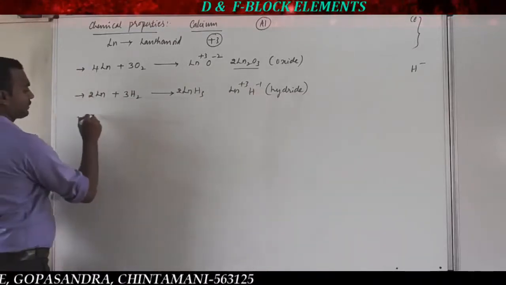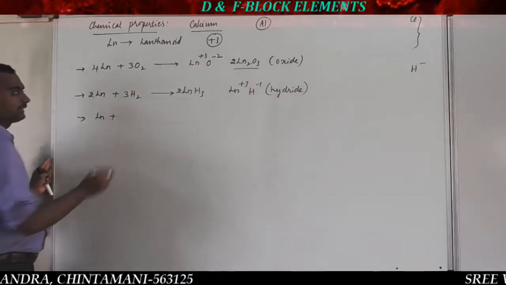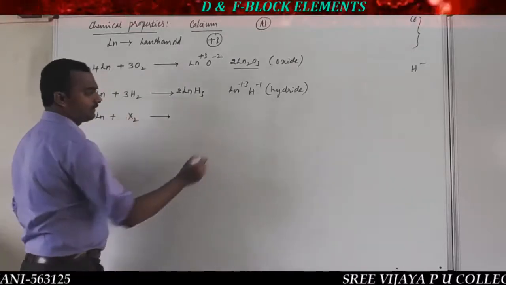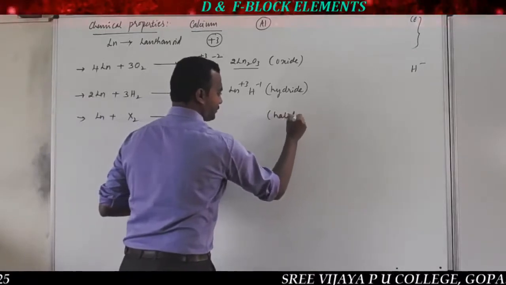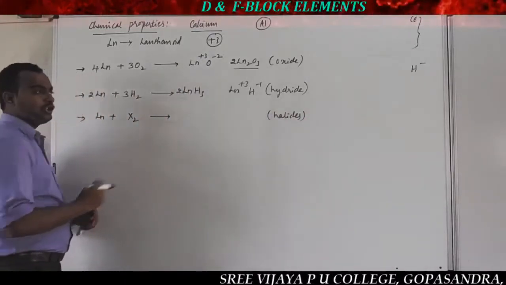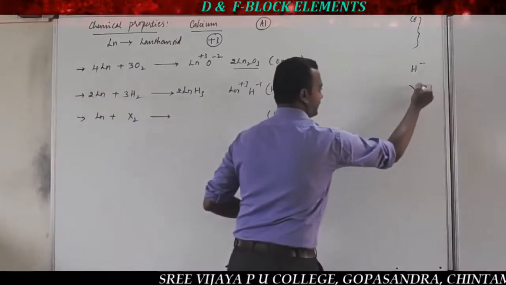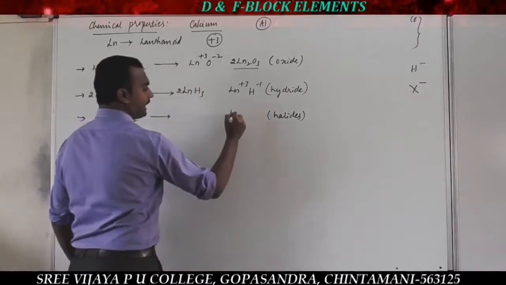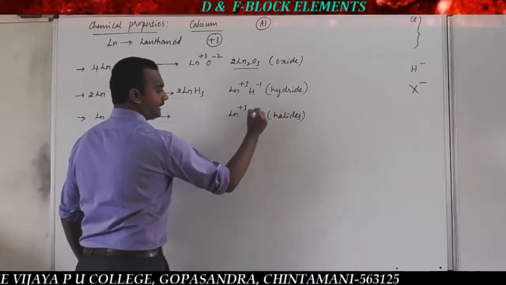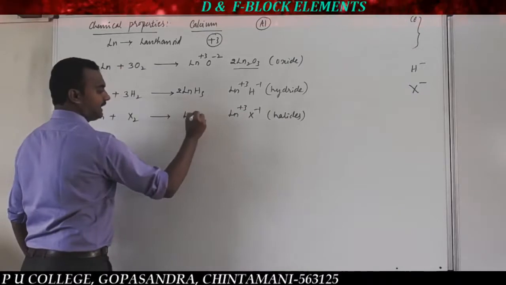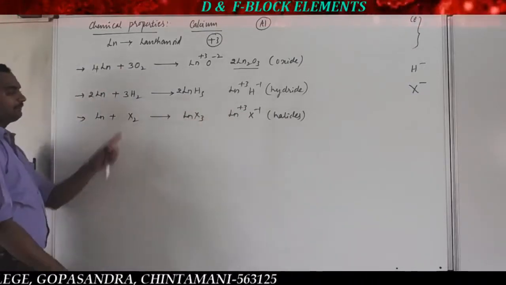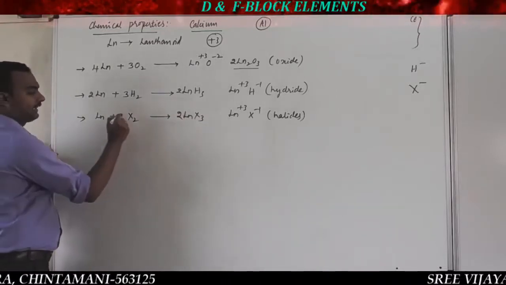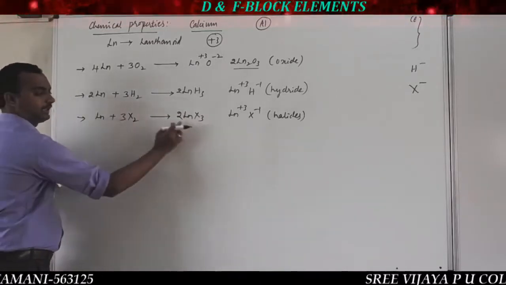Similarly, any lanthanide reacts with the halogens. We know that we will get halides. The halide, the halogen, has the charge -1 oxidation state. So lanthanide is +3 and halide is -1. Therefore the formula is LnX3. Again balance: X2 is here, 3 is there, make it 2, 3 2s are 6. Again make it 3, 3 2s are 6. Correct. 2 lanthanide.